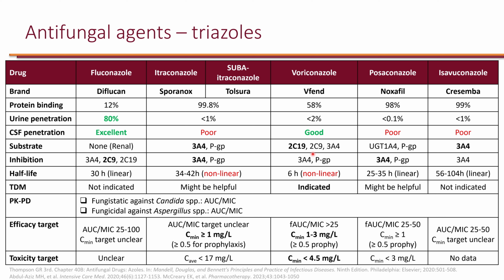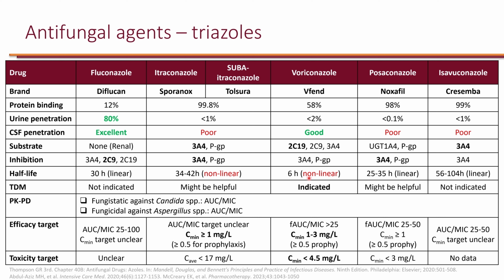Now, with voriconazole, it's the opposite. Because toxicities are very serious, and the threshold for toxicity is pretty low at 4.5, therapeutic drug monitoring is indicated for anybody who's taking voriconazole. Not only does it have a lot of drug interactions because it is a substrate of 2C19 and 2C9, but it also inhibits 3A4 and P-glycoprotein.